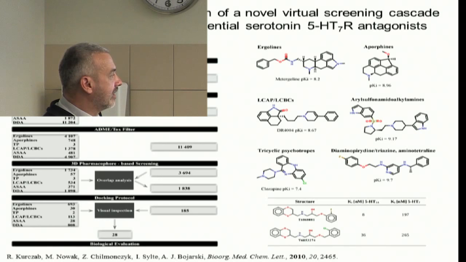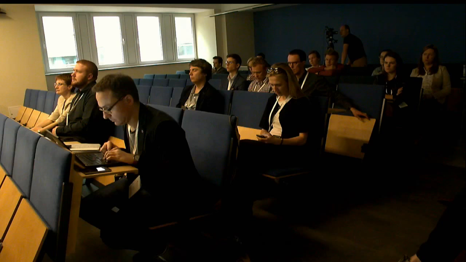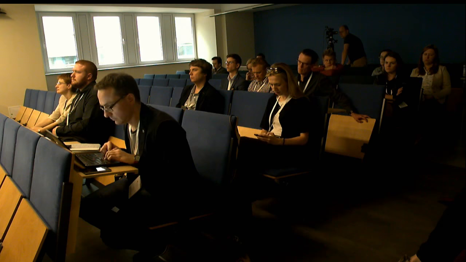But we also checked the selectivity towards similar proteins, and we found out that unfortunately they are not selective. The second serotonin receptor, 5-HT1A, has a lot of common ligands with 5-HT7. But anyway, on this first example, we showed that it is really possible to find new structures for developing our own group of ligands.